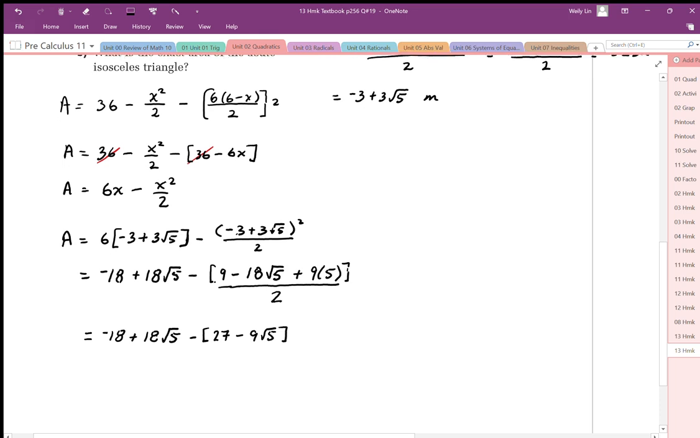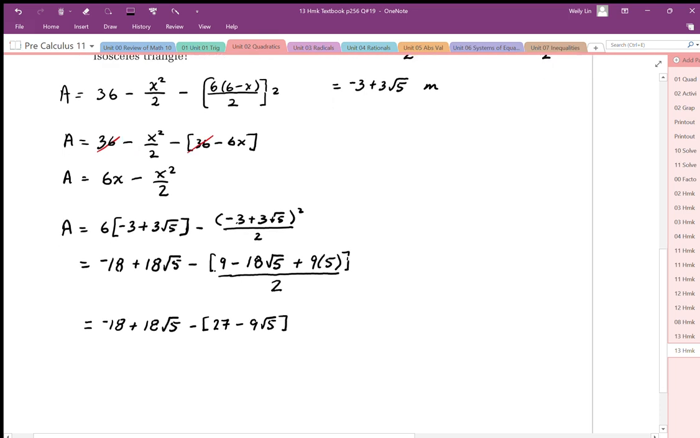Okay, so then we can just combine our like terms. So we end up with negative 18 minus 27. That works out to be negative 45. 18 root 5 minus negative 9 root 5, that's going to be plus. So we end up with 18 plus 9, which is 27 square root 5. And that is the exact value of our area, and it's in meters squared.